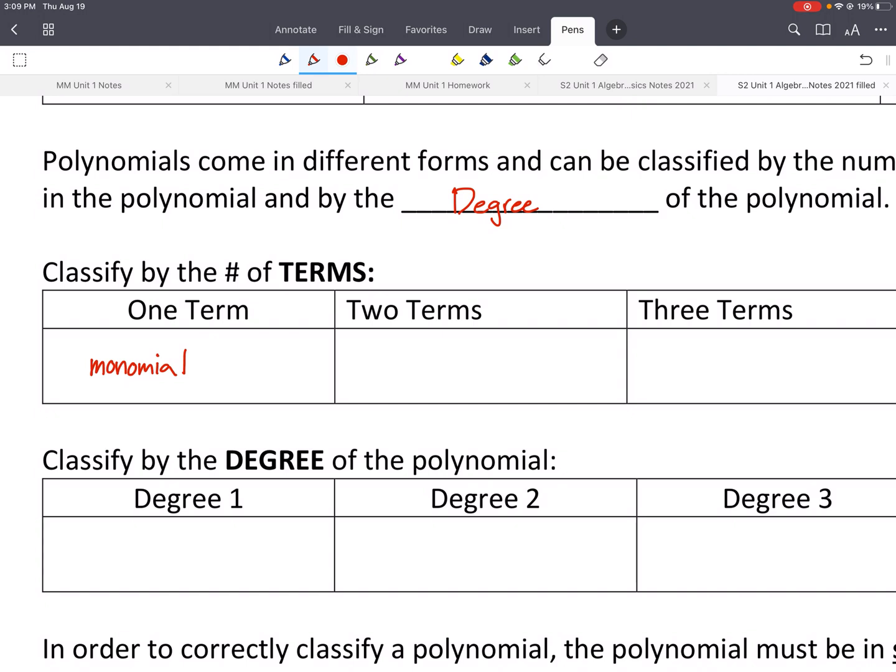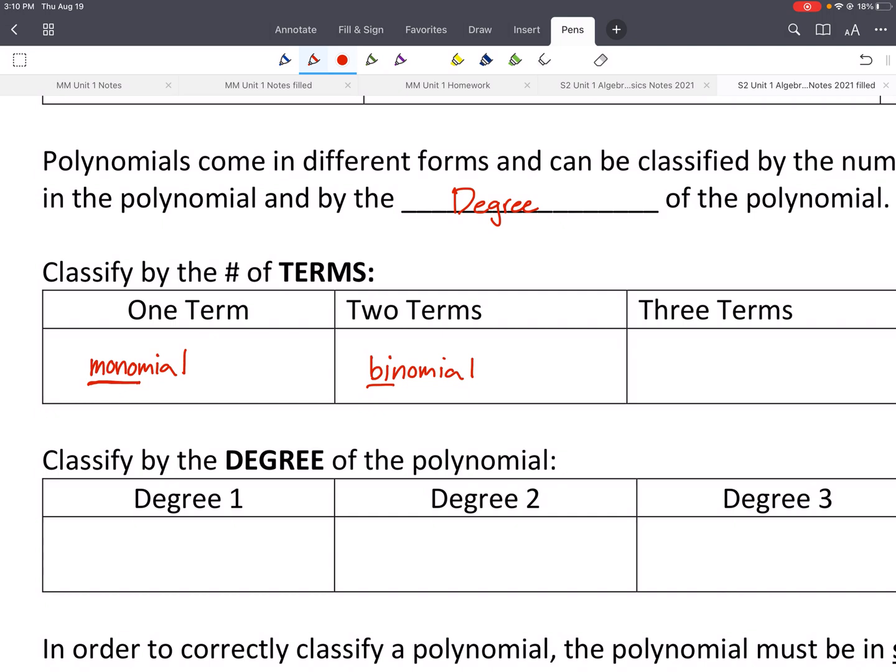Think of monocle, like if you have one little glass on your eye, or monopoly. We're using these Latin roots. Mono means one, not to be confused with uni, which also kind of means one. So if mono means one, what do you think 2 is? Like a bicycle, or anything that has bi, that means 2. So here we have binomial, bi meaning 2.